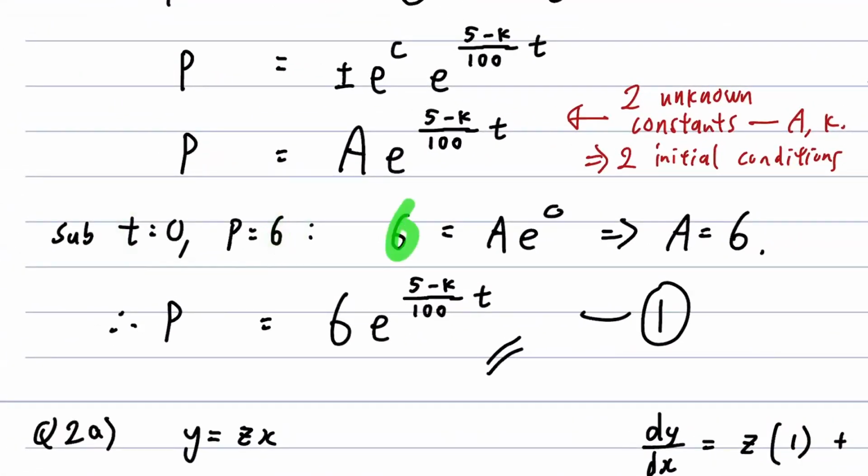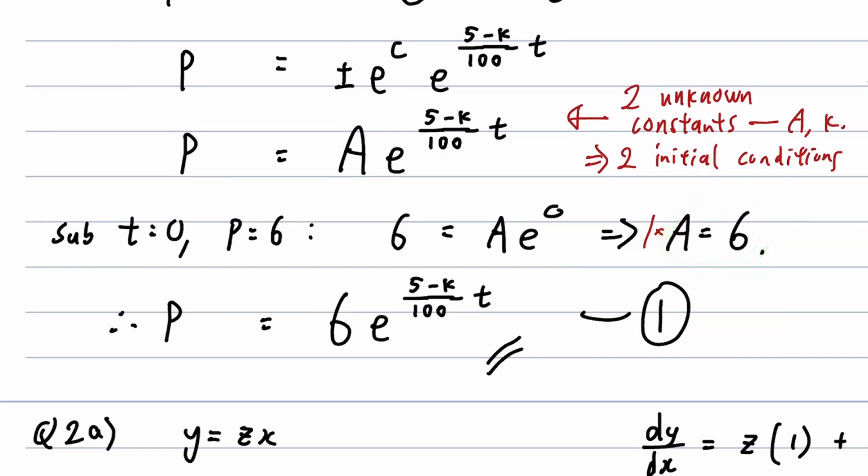So you get 6 equal to A times e power 0. You know how I got 0 here? Any constant multiplied by 0 is just 0. Then e power 0 is what? 1. Exactly. So you have A times 1, which means I'm just left with A. Then A equals 6.